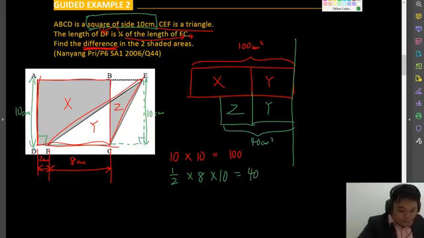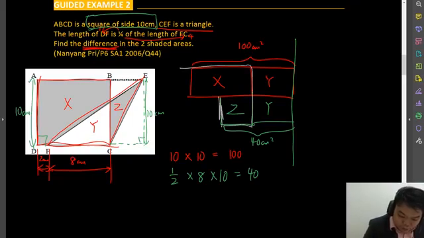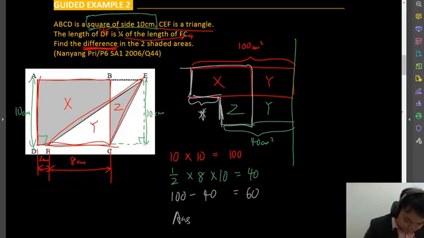Okay, so coming back to the objective, we want to find out the difference between x and z. We will use 100 and subtract 40 cm squared from it. And this will give us 60 cm squared. So the answer here will be 60 cm squared.